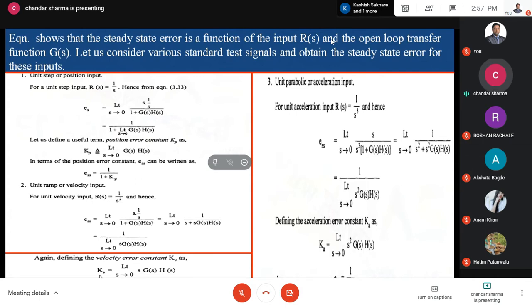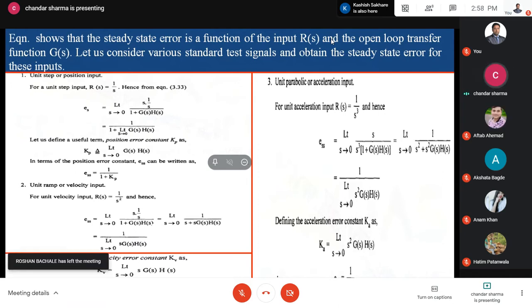Again, defining the velocity error constant, as for step we got Kp, for velocity we get Kv. Kv is called the velocity error constant, and the formula is limit s tends to 0 of s times G(s)H(s). When I substitute Kv in the equation of e_ss, we get e_ss equals 1 by Kv. The conclusion is that for a unit ramp or velocity input, the steady state error is 1 by Kv, where Kv is another static error constant, called the velocity error constant.